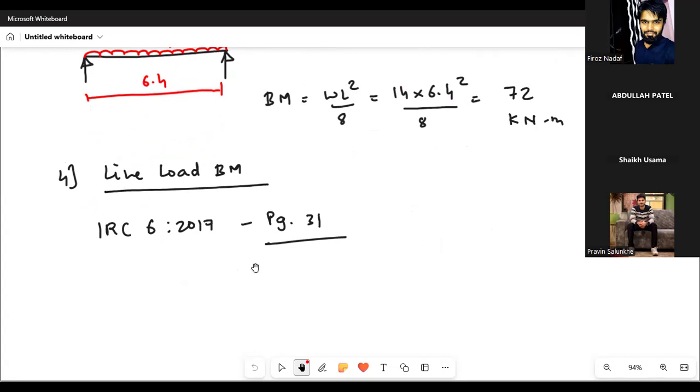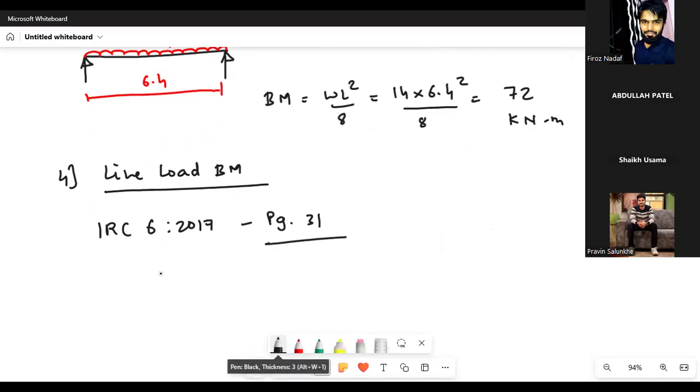Okay, so we'll start today's class by finding the live load bending moment. Already in the previous class, we have calculated the dead load bending moment. In this class, we will see how to find the live load bending moment.